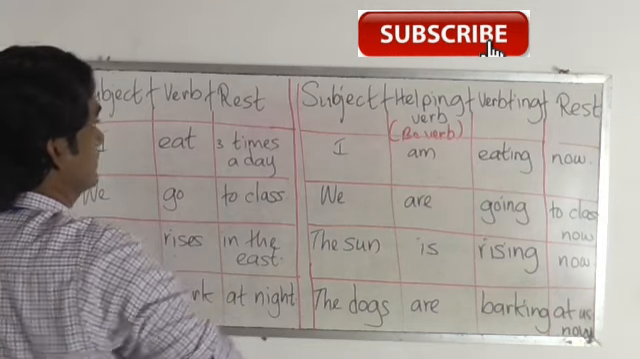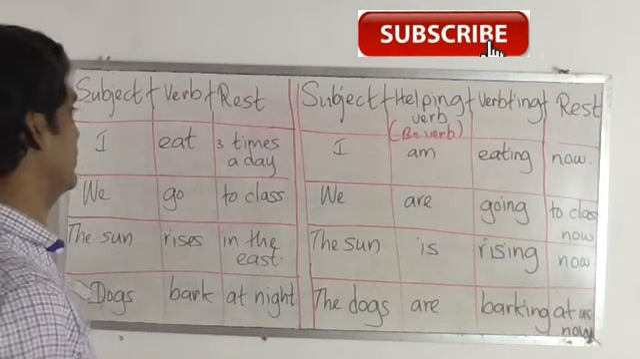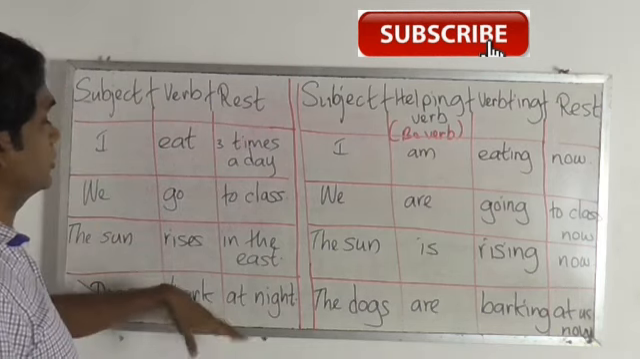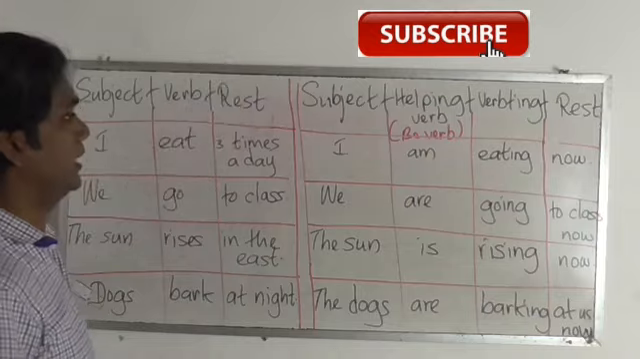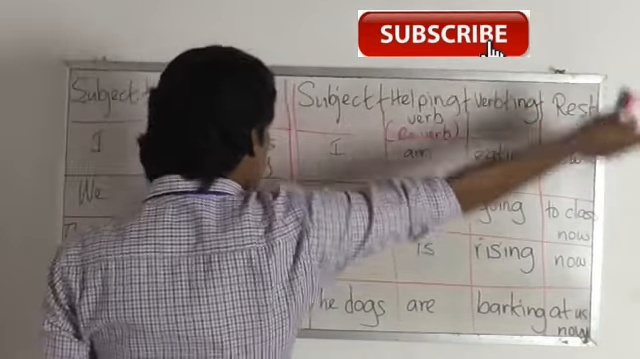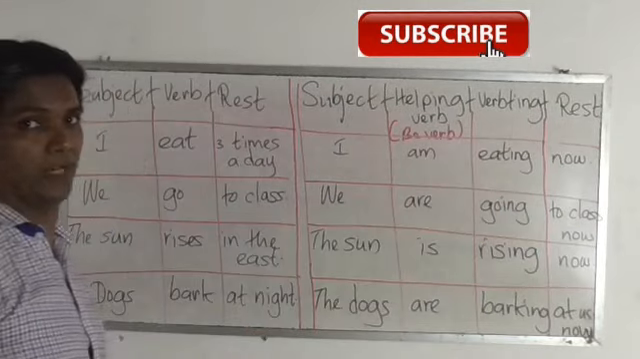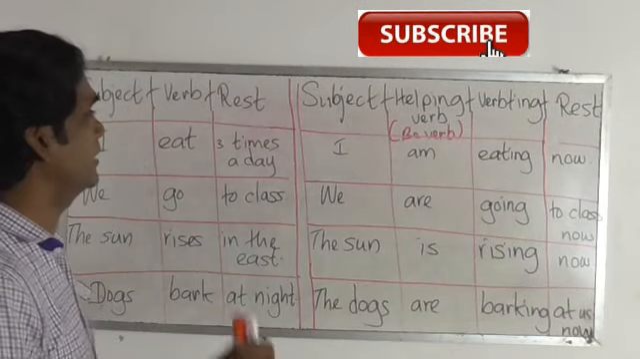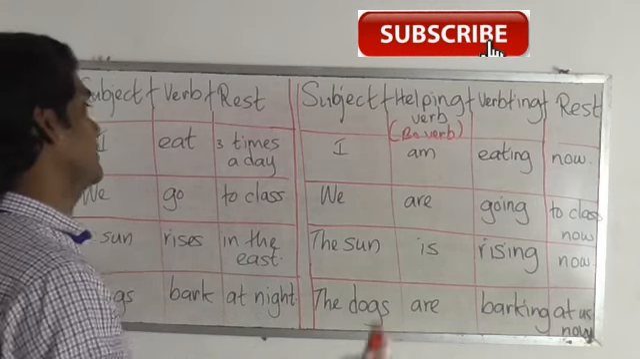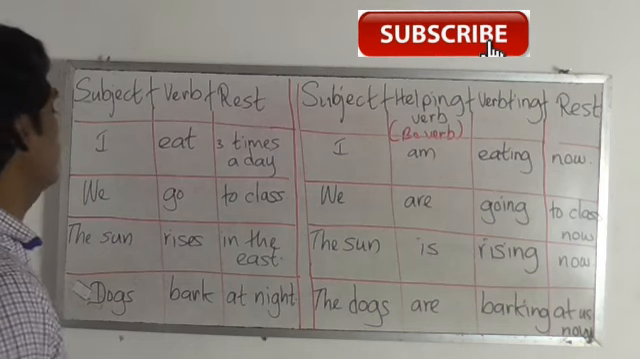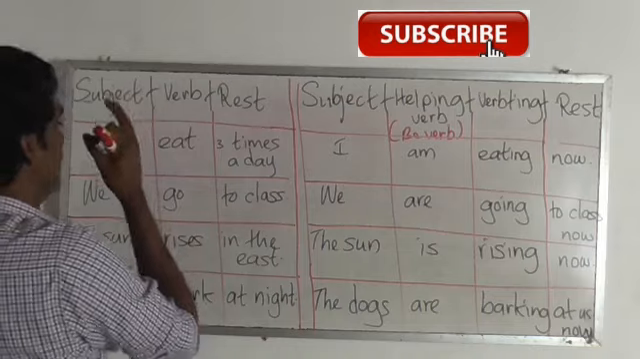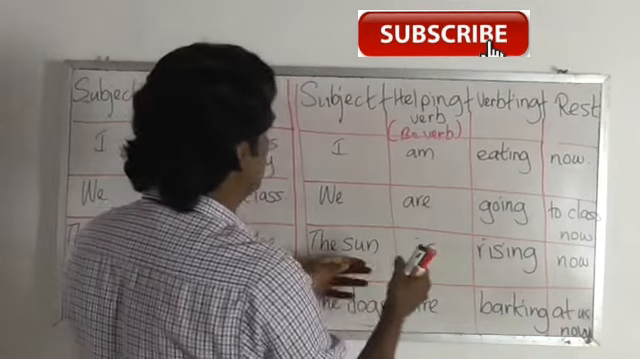We call it a predicate, but it's easy for you to remember this one: rest means rest of the sentence. Subject we want, verb we want, and the rest of the sentence we are writing like this. In this one, subject, helping verb, verb in the ing form, and the rest of the sentence is to be called rest. I'll be teaching you in the next lesson how to find an object in a sentence. Okay, now we are going to discuss where to use simple present, where to use present continuous.